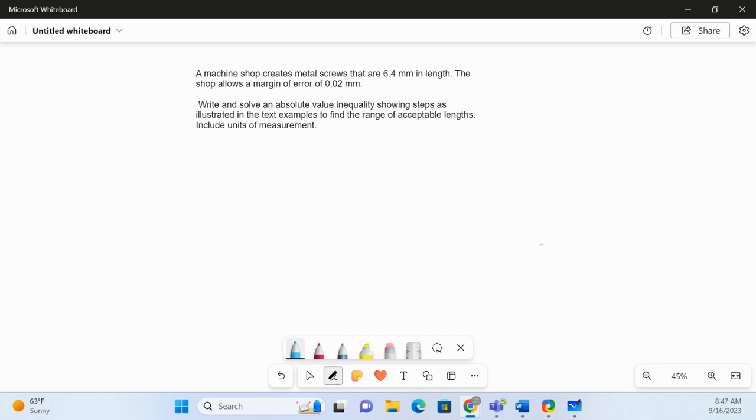Step one, we're going to set up an absolute value inequality, which is like this. We're going to do x minus the acceptable or stated length, and there's my absolute value sign. And then it's always going to be less than or equal to the margin of error. So that's how we're going to set this up. What's the stated length or the acceptable length? Well, that's 6.4. So we're going to have the absolute value of x minus 6.4 is less than or equal to the margin of error. The margin of error is 0.02. So that's the absolute value inequality. That's step one of the process.